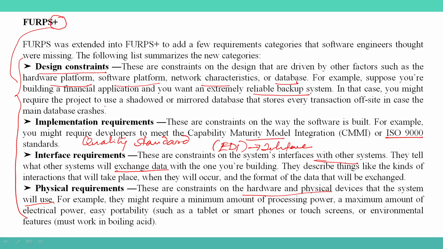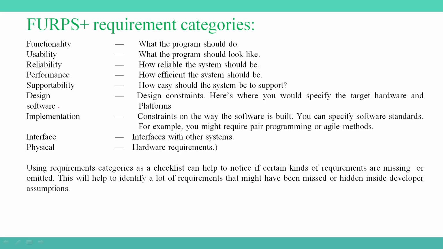So we have 2 sets of categories. One is FURPS, that is functionality, usability, reliability, performance and supportability, plus design constraints, implementation requirements, interface requirements, and physical requirements. So this is the summary of this. FURPS plus consists of all these things.